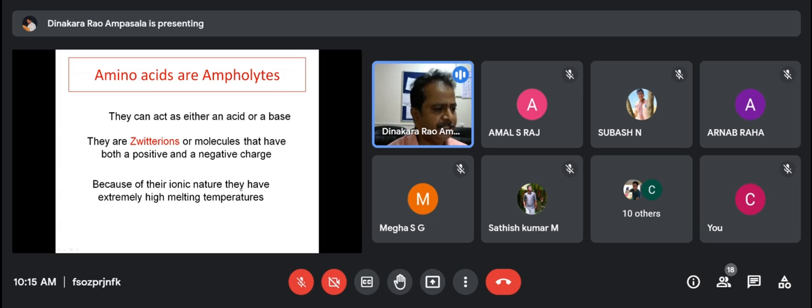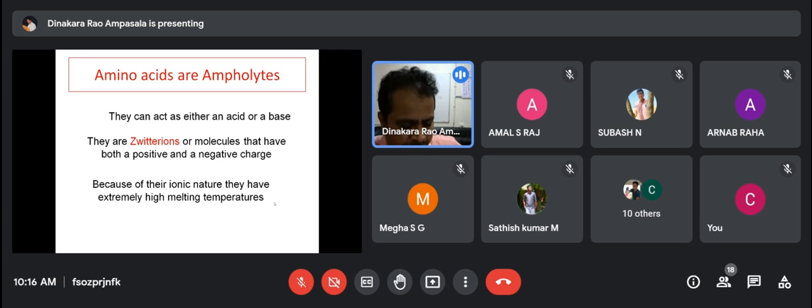Because of their ionic nature, they have extremely high melting temperatures. Here you can see proteins have different temperature effects. Take some kinds of proteins, like the reverse transcriptase enzyme. Reverse transcriptase is an enzyme in nature, but it is a protein. That protein is heat sensitive. If you incubate it at 42 degrees for more than 15 minutes, it will get denatured and lose its activity.